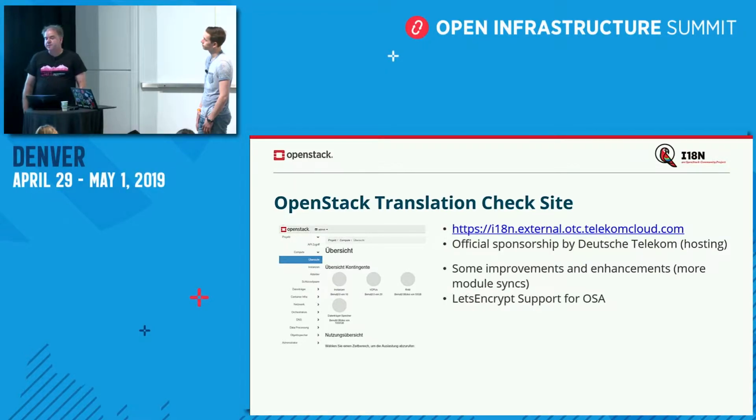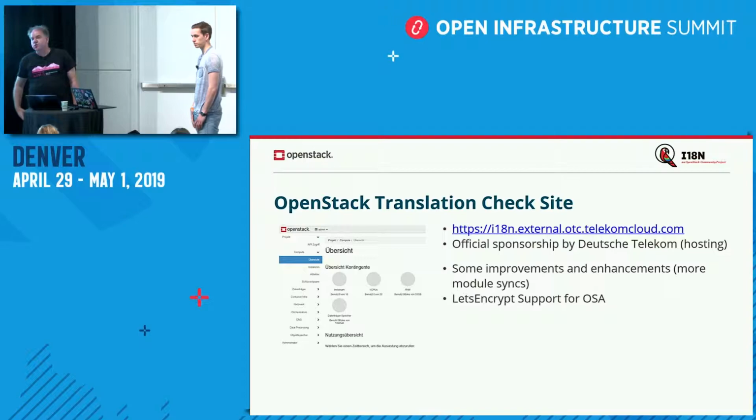We have also a translation check site where you can check the translation immediately. If you go to the translation platform and translate something, you want to show this in context, for example in Horizon, in the different menus, how this looks or how this makes sense in your language. It's available on i18n.external.o2c.telekomcloud.com. It's a sponsorship from Deutsche Telekom.